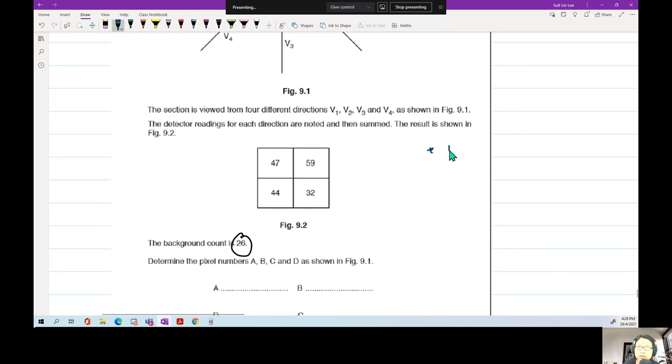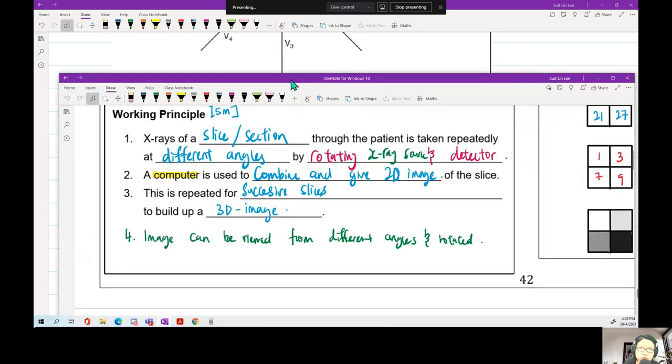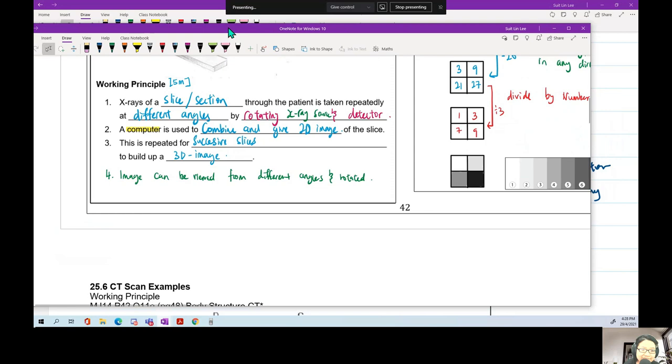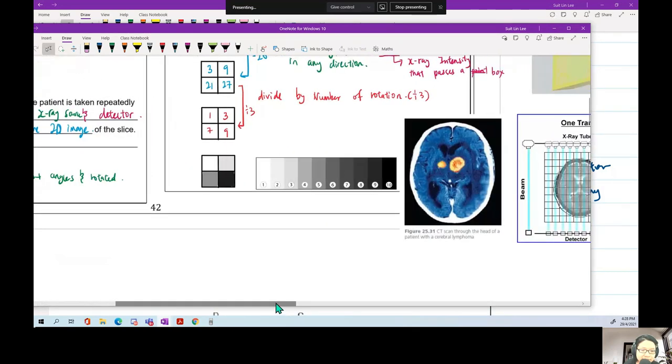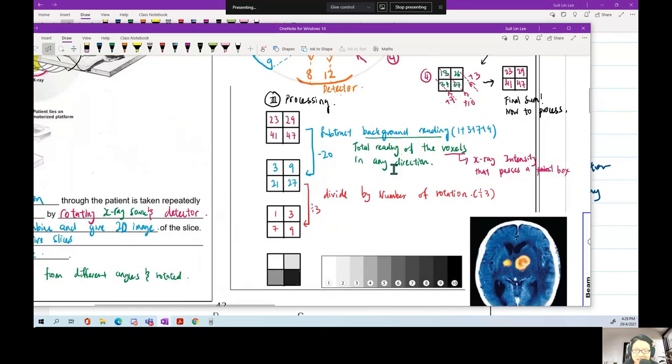So the things you need to know about the voxel is, number one, you need to know what is background reading. Background reading is the sum of the detector reading in any direction. Let me show you what I mean. So we go back to your notes. If you add these two numbers, 8 plus 12 is 20. Total detector reading is 20. 1 plus 10 plus 9, 20. 4 plus 16, 20. 7 plus 10 plus 3, 20. Everything is 20. 1 plus 3 plus 7 plus 9 is also 20.